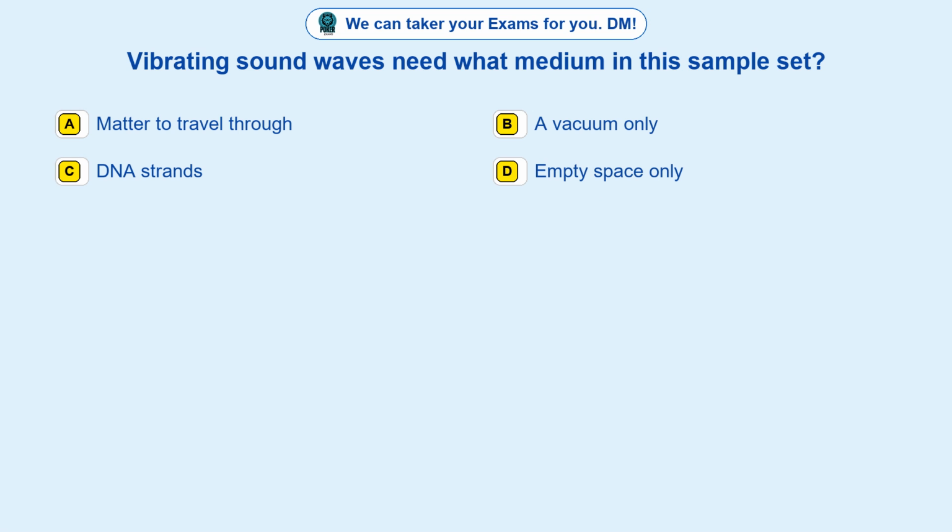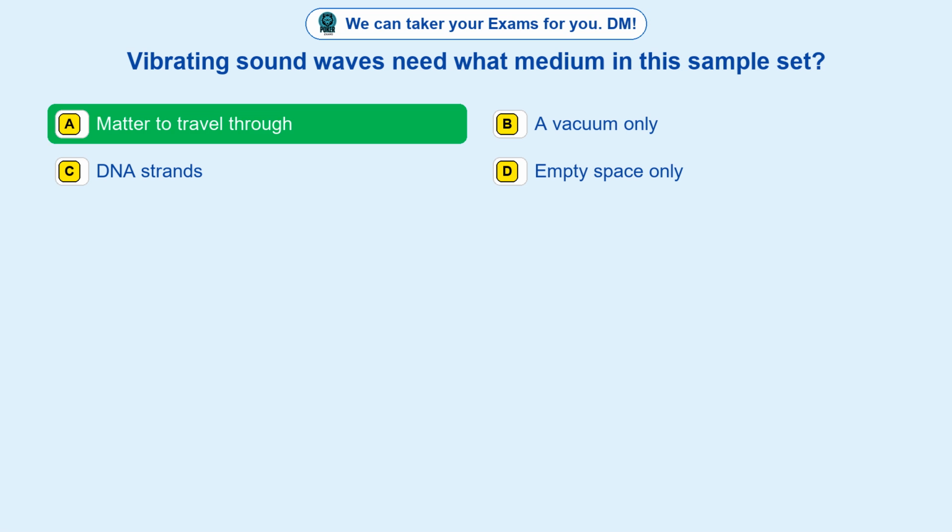Question 65. Vibrating sound waves need what medium in the sample set? Option A, matter to travel through. Option B, a vacuum only. Option C, DNA strands. Option D, empty space only. The correct answer is option A.